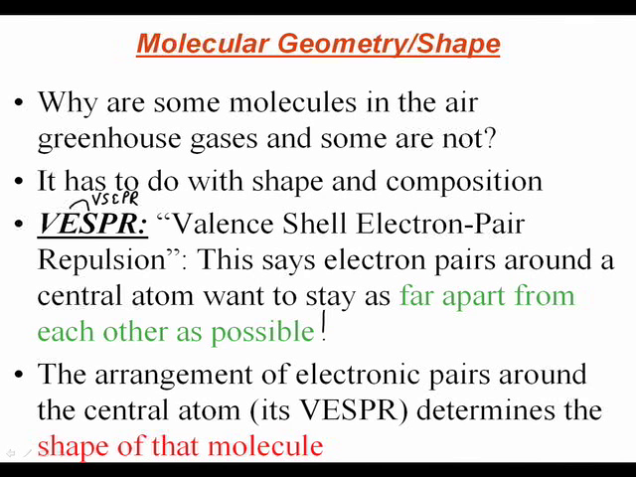This arrangement of electron pairs around the central atom determines the shape of that molecule. Now electrons in bonds and in non-bonded pairs can be thought of as charge clouds. We call them regions of high electron density. So it is a place around the central atom where we're going to see a lot of electrons. Or, I'm sorry, the presence of electrons. All right?